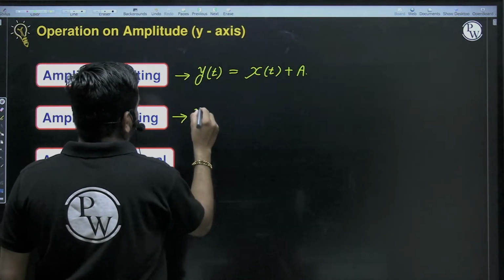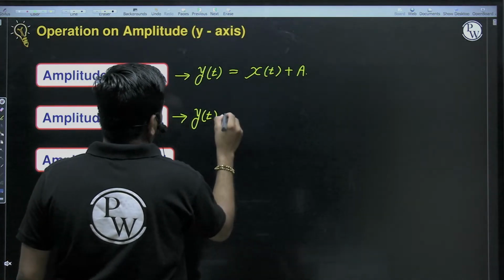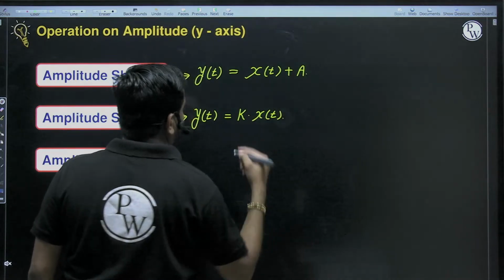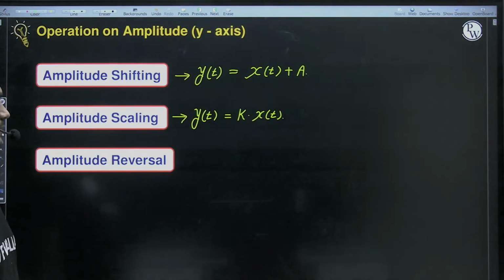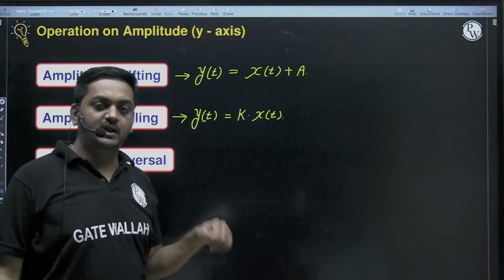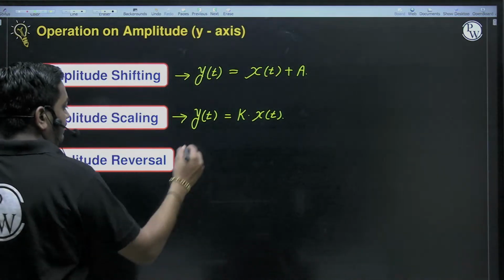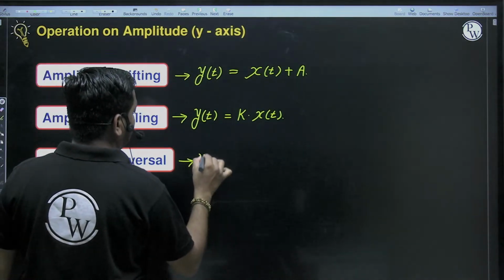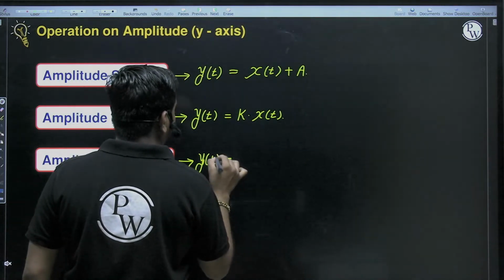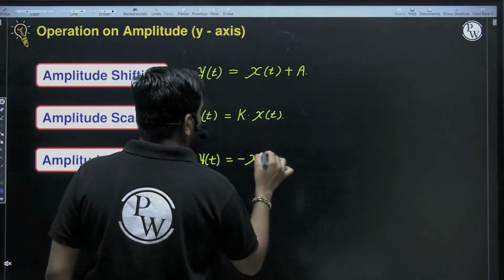Similarly, amplitude scaling: y of t is equal to k into x of t. Here again, depending on the value of k, guys, we get signal amplification or attenuation. If k greater than 1, then amplification; k less than 1, then attenuation. And if k equals minus 1, then it is known as amplitude reversal.